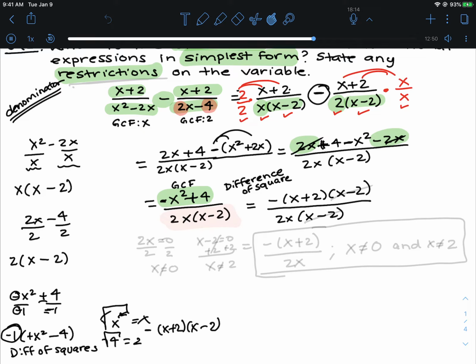Simplify by eliminating common factors. It's this and this. So what are we left with? Negative, parentheses x plus 2, divided by 2x.